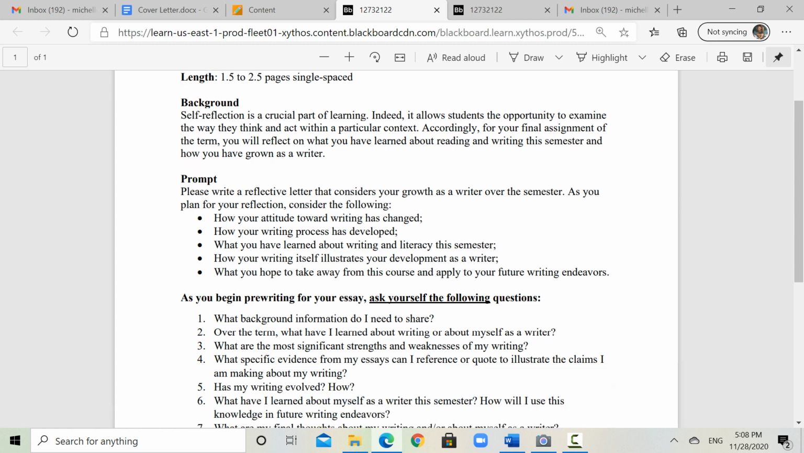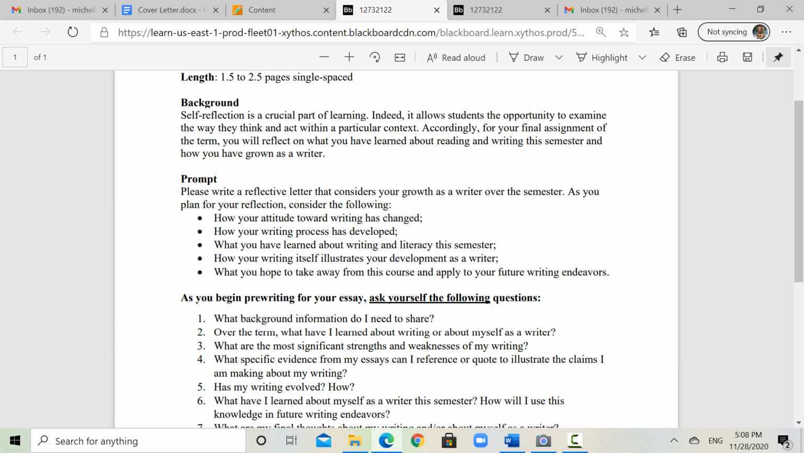With regard to the actual prompt, it's rather simple in the sense that I'm asking you to write a reflective letter that considers your growth as a writer, as a reader, as a thinker over this semester, right? So to consider what you've been doing this semester and what you've learned, the takeaways from this course. So in the third and fourth bullet point here, that's what I've just talked about, to consider what you've learned, right? And also to think about your essays and the writing itself and how that illustrates your development as a writer.